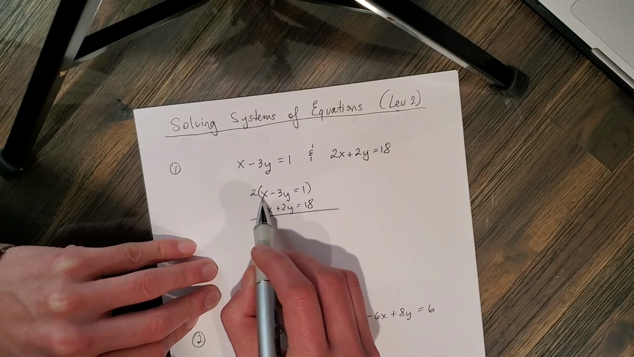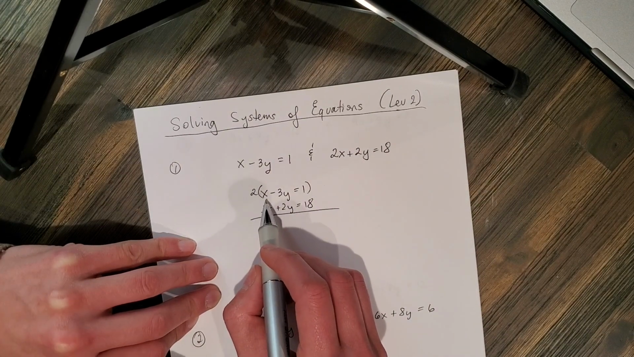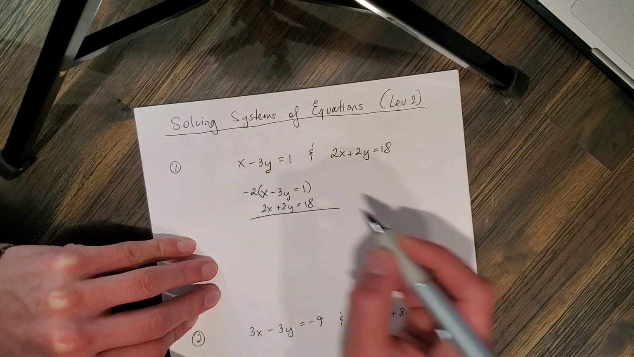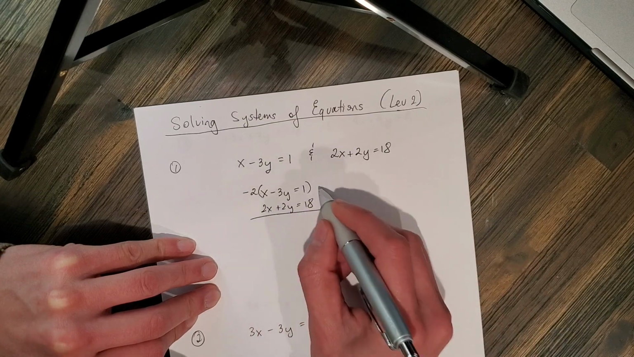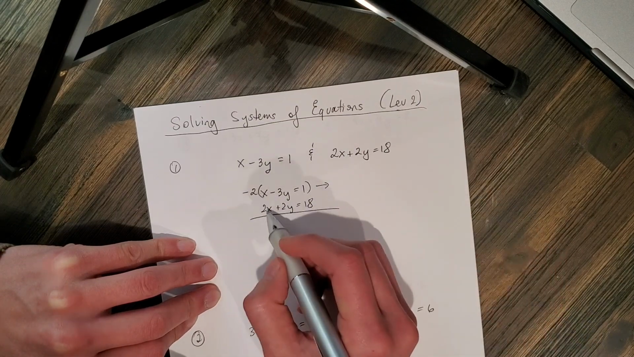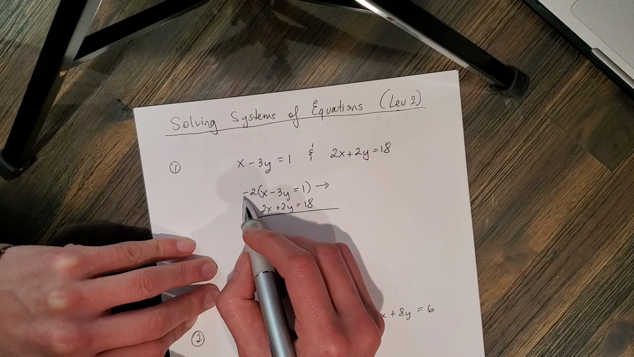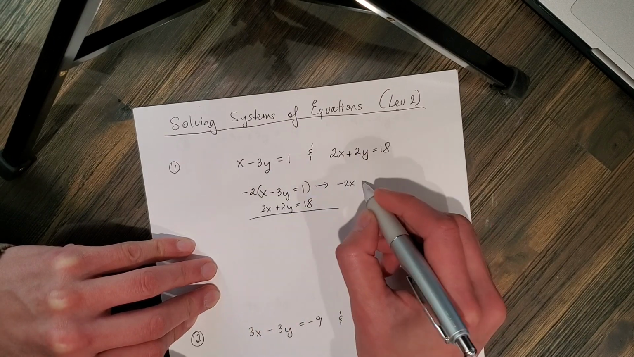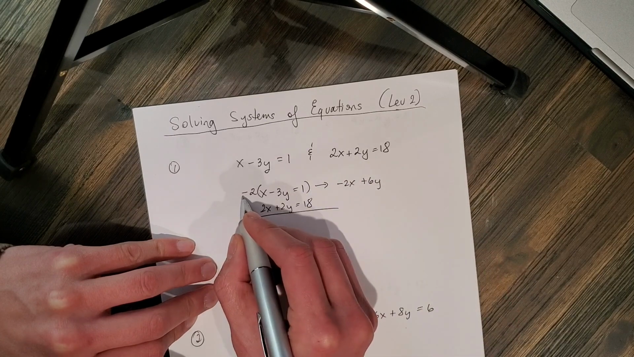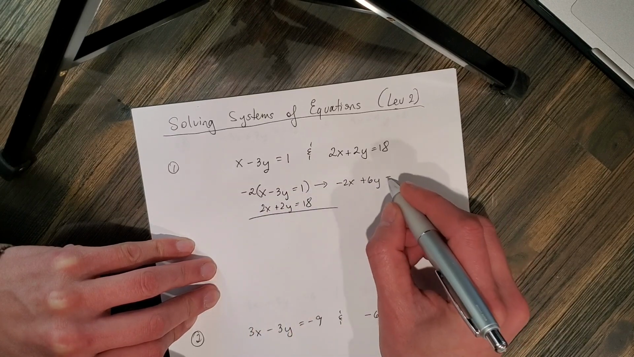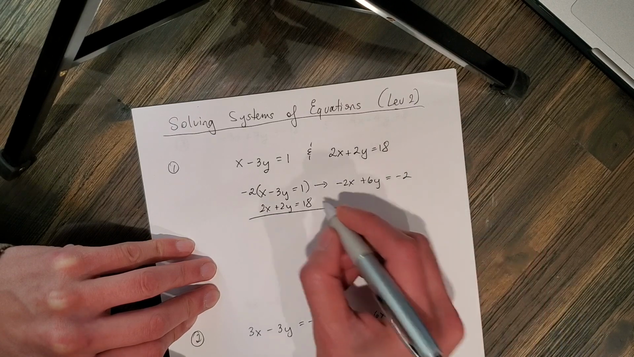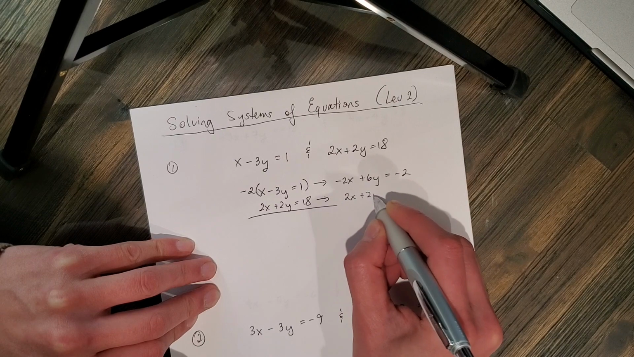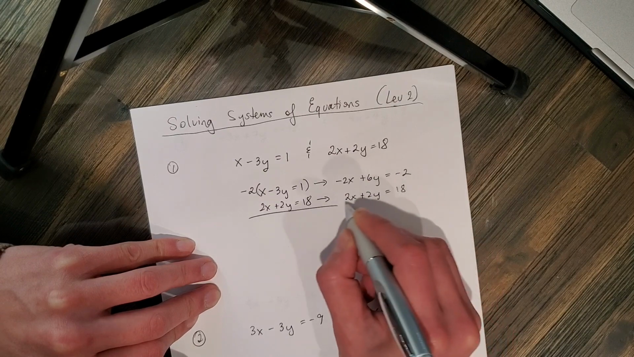But notice here, if I multiply by 2, that'll give me a positive 2x. And I already have a positive 2x. So since they're already the same sign, I'm just going to make this a negative 2 instead. That way, when I distribute all the way across, my matching terms will be opposite. So negative 2 times x is negative 2x. Negative 2 times negative 3y is going to be a positive 6y. And then a negative 2 times a 1 is going to be a negative 2. Bring this one right over. And then we end up with 2x plus 2y equals 18.